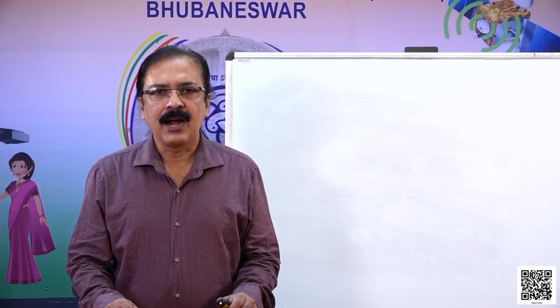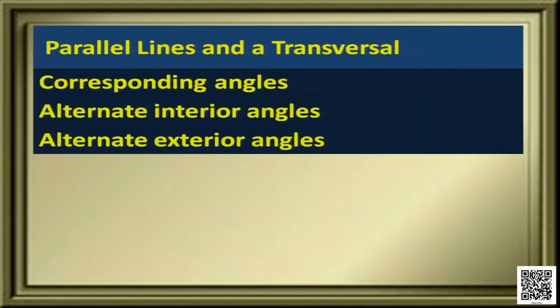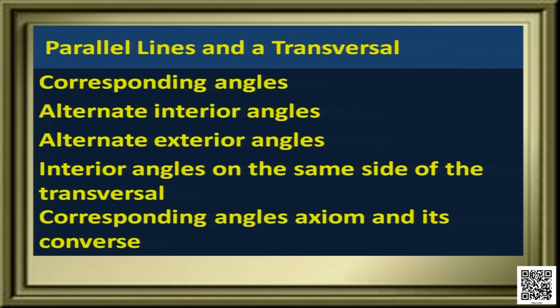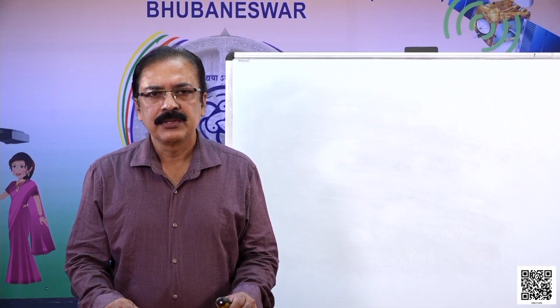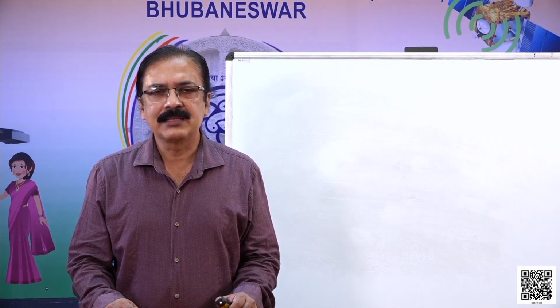Parallel lines and a transversal. Today's lesson is this, and here we will learn about corresponding angles, alternate interior angles, alternate exterior angles, interior angles on the same side of the transversal, the corresponding angles axiom and its converse, and some related theorems. So let's start with lines, parallel lines and transversal.